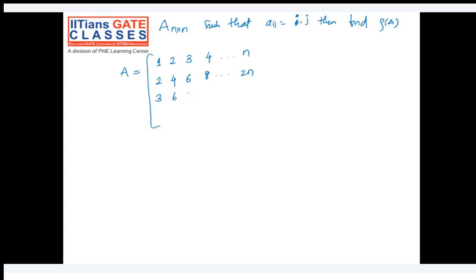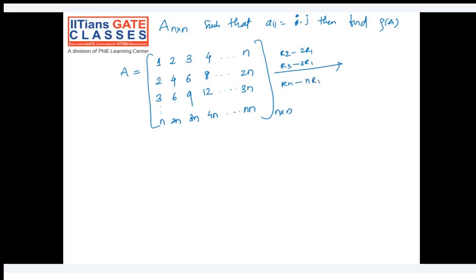You can clearly see all rows are dependent on each other. If I perform the operations R2 equals R2 minus 2 times R1, R3 equals R3 minus 3 times R1, and the same for Rn, Rn minus n times R1, you will be able to make all these rows 0. In short, your matrix will look like 1, 2, 3, until n, then 0, 0, 0, 0. The number of non-zero rows is 1. That's why the rank of the matrix is 1.